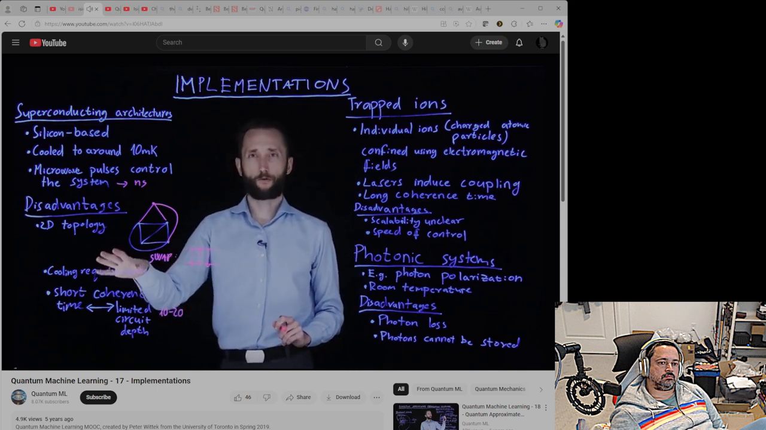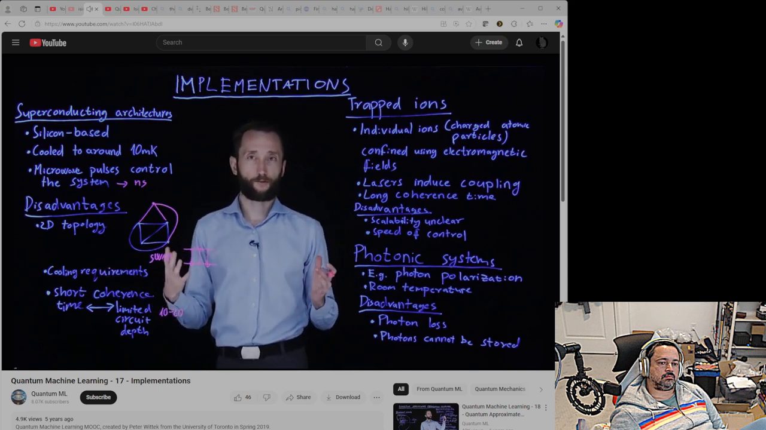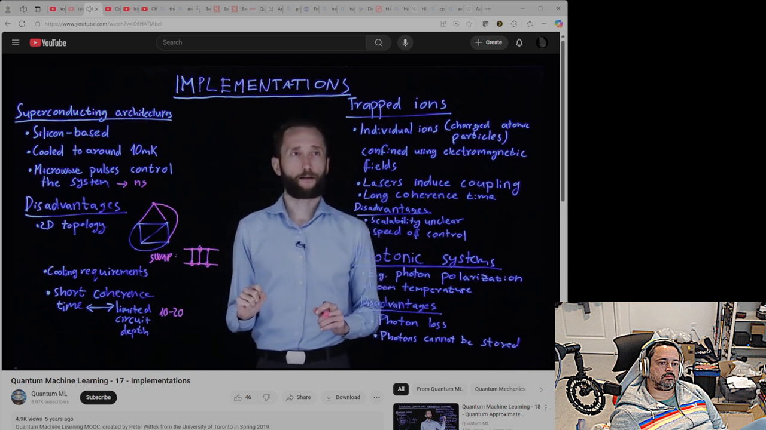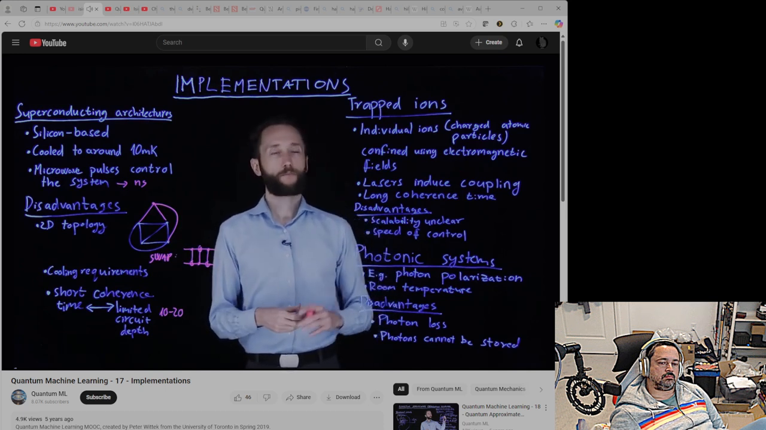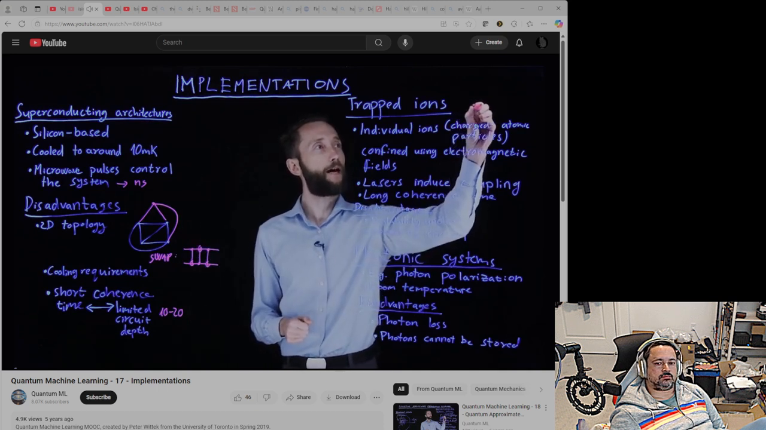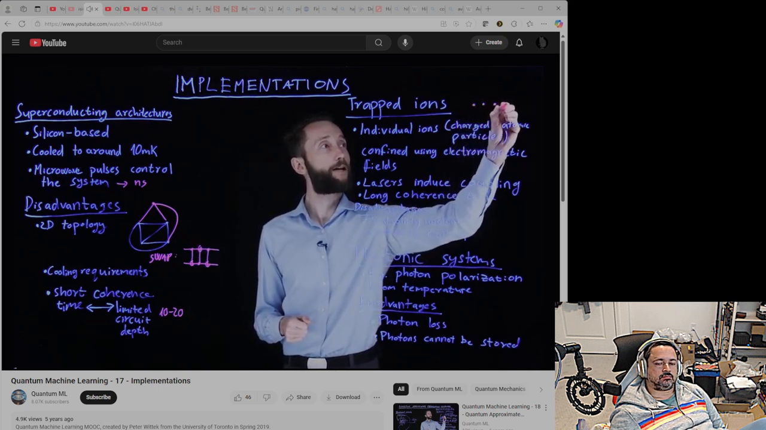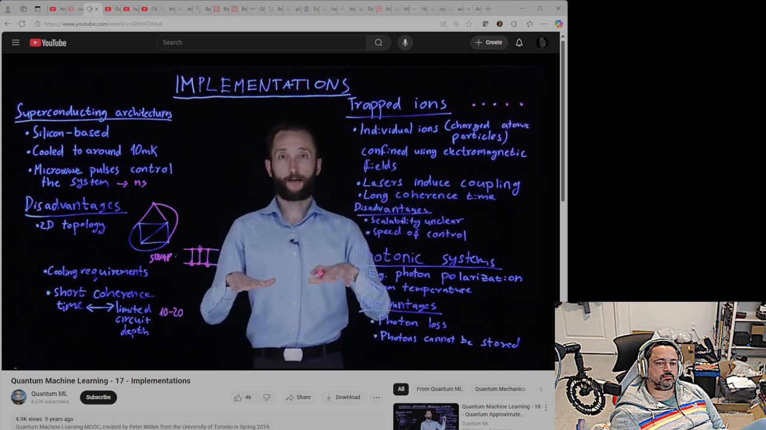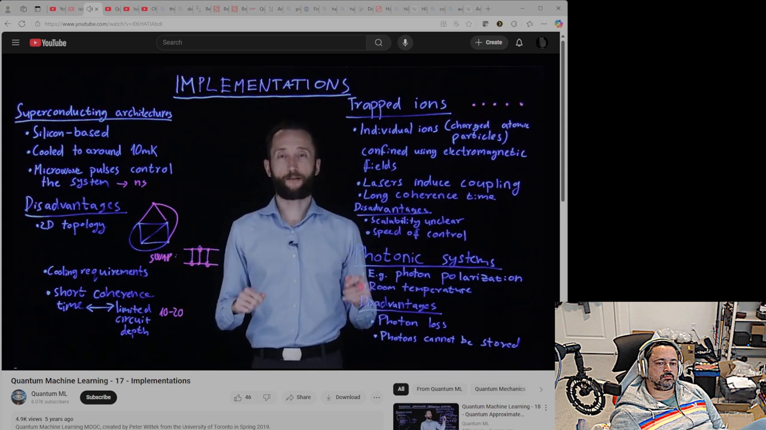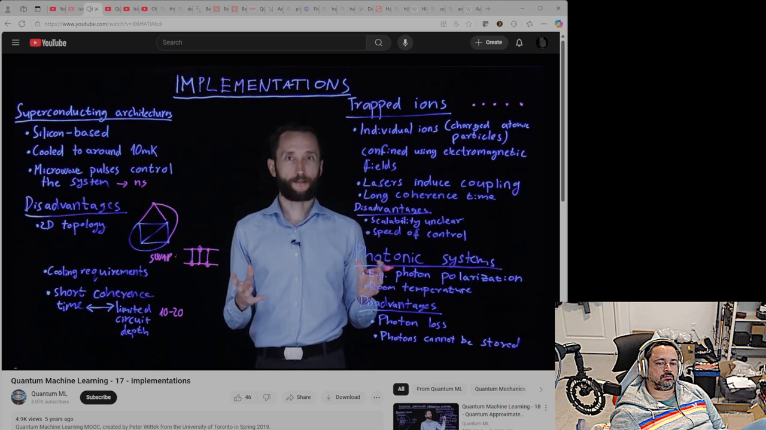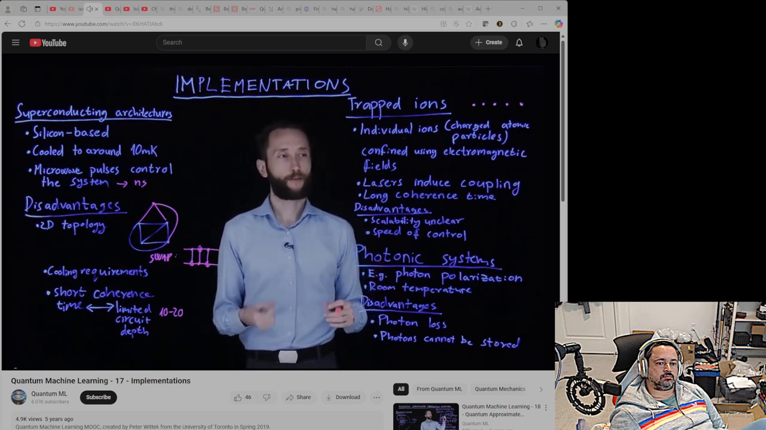Plus, these systems have cooling requirements. One of these refrigerators costs $500,000 on its own, so that's a major engineering bottleneck. Then we have trapped ions. In this case, we take individual ions, which are just charged atomic particles, we line them up, and we trap them in an electromagnetic field, and we use laser pulses to control their interaction. These are fantastic. They have a long coherence time, but they have their own disadvantages.